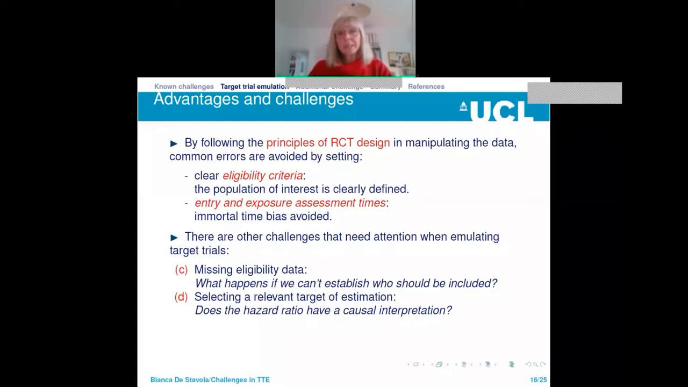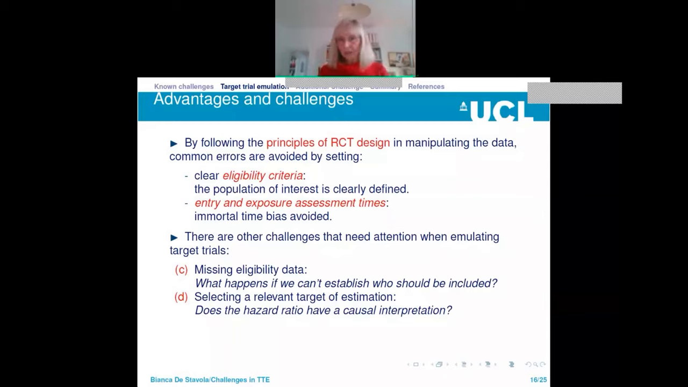The first one is missing eligibility data. As I said, in this example, gestational age was one of the eligibility criteria. Well, in the data we had available, the HES data, 25% of records have missing gestational age. So that could lead to an enormous bias if you don't know whether a quarter of your population of infants are eligible or not.